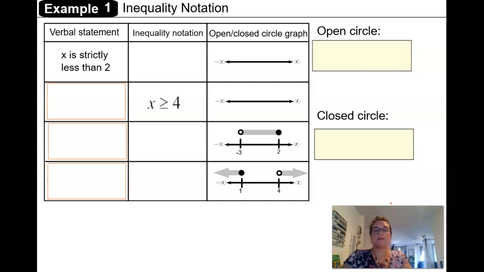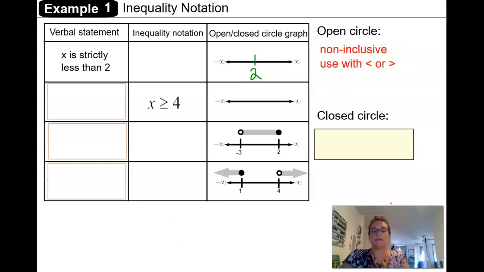We're going to go through example 1 pretty quickly because this is review from Algebra 2. If x is strictly less than 2, then that means that it doesn't include the 2. So on the number line here at 2, remember from Algebra 2 that when something is non-inclusive, it's not included in the solution, we use an open circle, right?